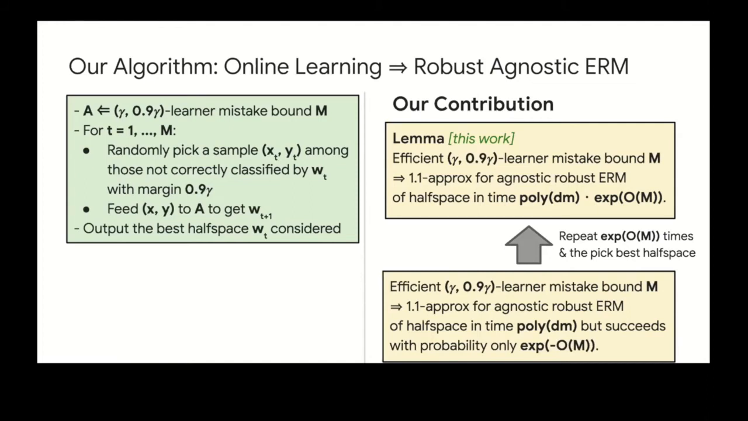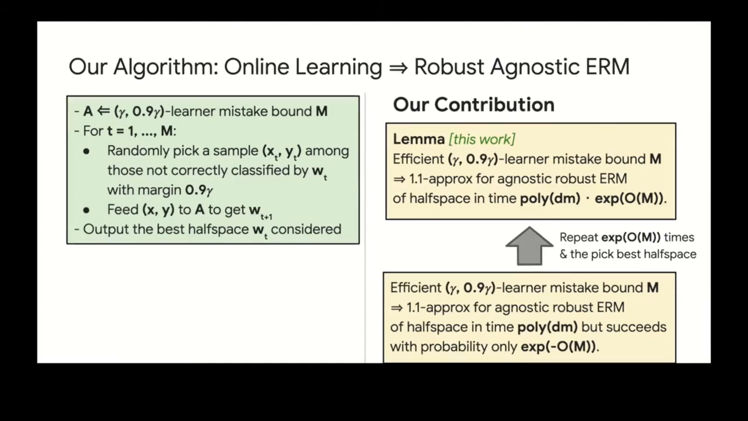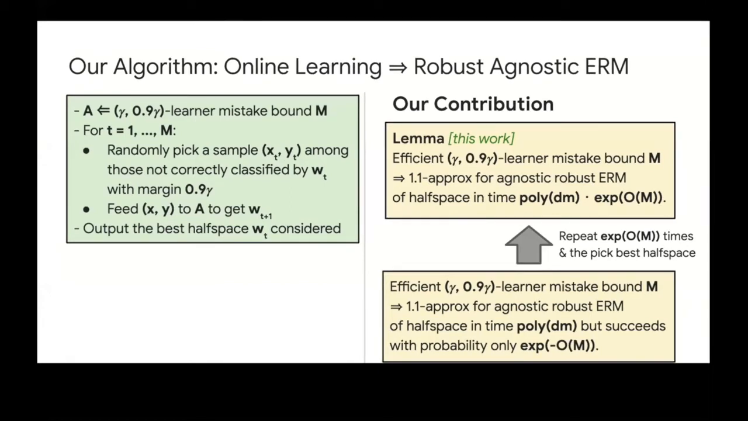Okay, so that's the entire algorithm. As I said earlier, it's pretty simple. There is nothing complicated here. Okay, so let's very quickly prove that this gives us a 1.1 approximation with probability at least exponentially small in M.